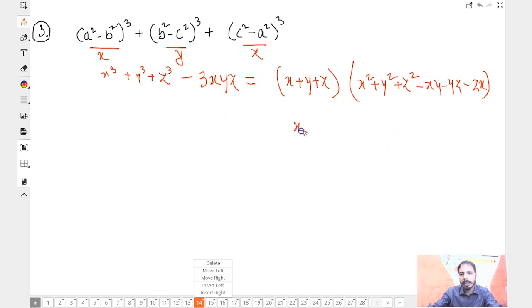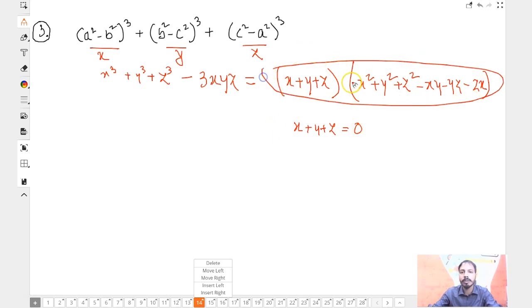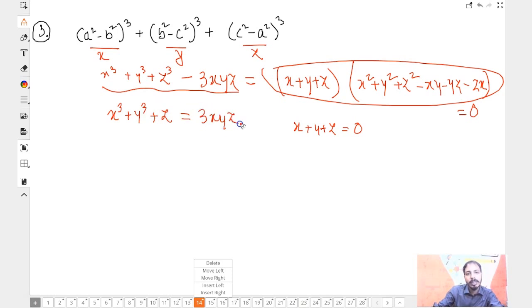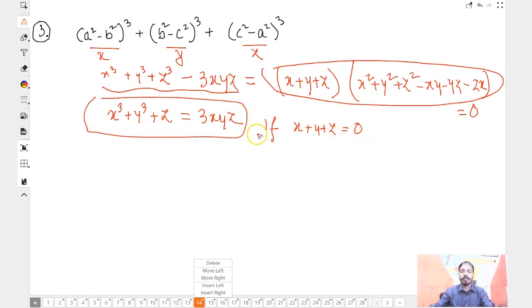Now suppose x plus y plus z is equal to 0. Then what? If this is equal to 0, this complete thing will become equal to 0. That means this equation will become equal to 0. Now if this becomes equal to 0, I can write x cube plus y cube plus z cube is equal to 3xyz. Now this is a very, very important identity. Understood? So if x plus y plus z is equal to 0, then x cube plus y cube plus z cube can be written as 3xyz.